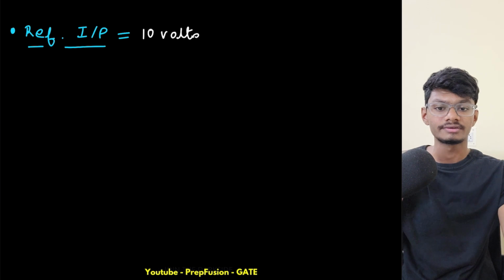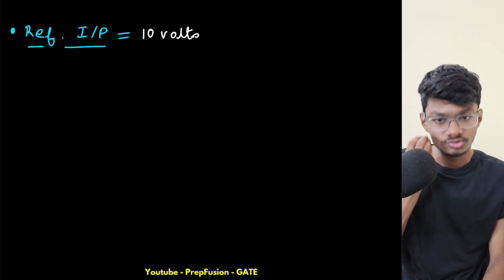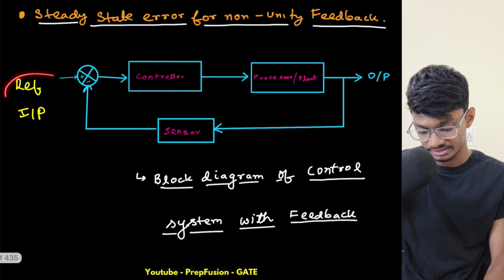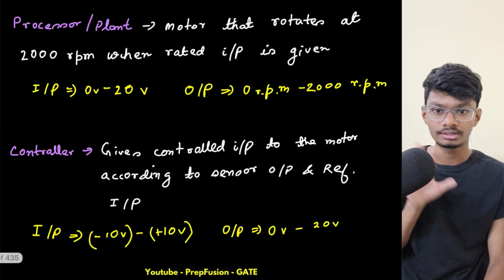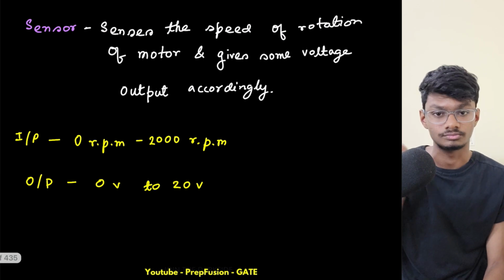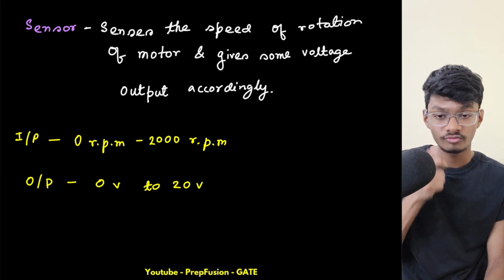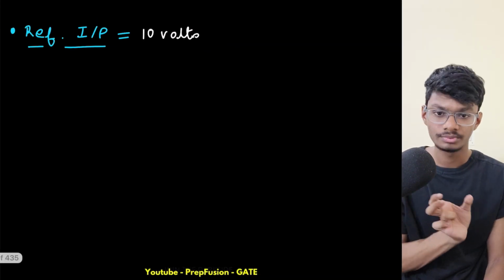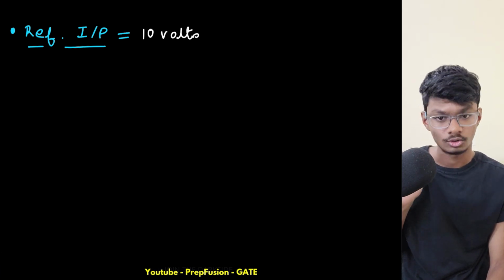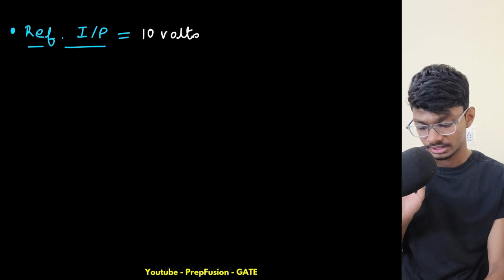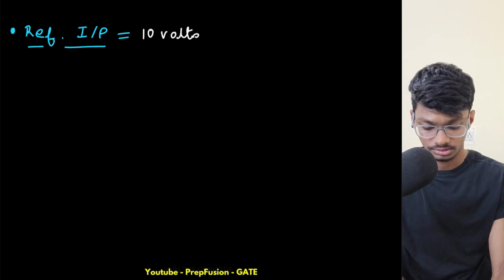Now what is my reference input here? So I'm assuming I'm giving a reference input. The reference input is this signal. Assuming I'm giving it 10 volts. All these numbers I have taken to explain a very good concept easily, the concept of steady state error. So all this I'm assuming.